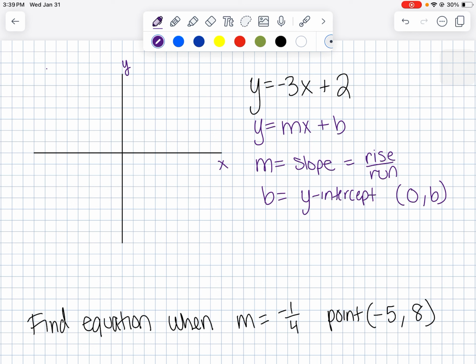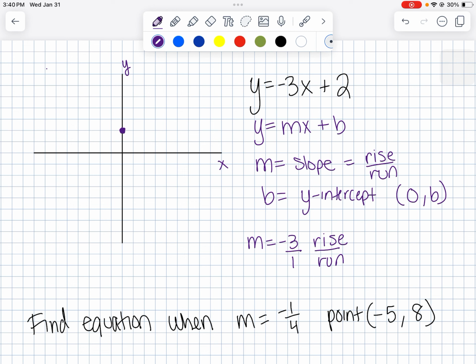So if I want to graph the line that I have here, y = negative 3x plus 2, that means I'm starting my y-intercept at positive 2. And that comes from right here. And then I have a slope of negative 3. And if I think about my slope of negative 3, that's my rise, and it's a whole number, so you can put it over 1 for your run.